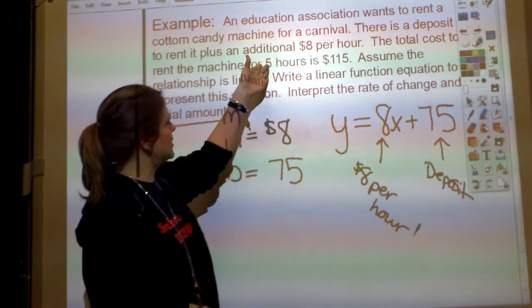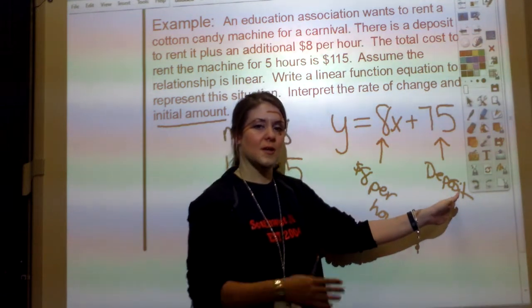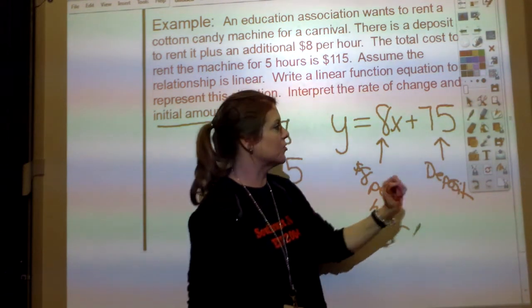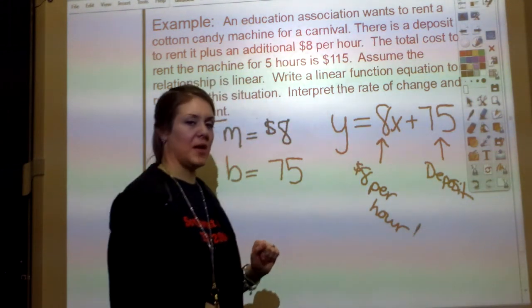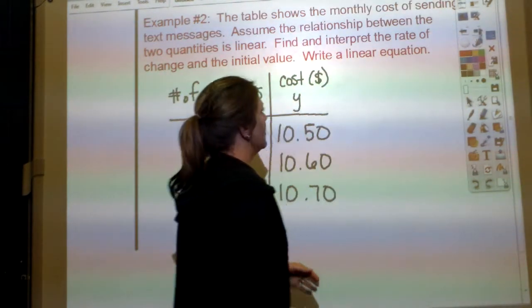So when this education association goes to rent that cotton candy machine, the first thing they got to do is pay the $75. That's the starting or the initial amount. Then they're going to have to pay $8 every hour that they use that machine. Let's look at one more example.